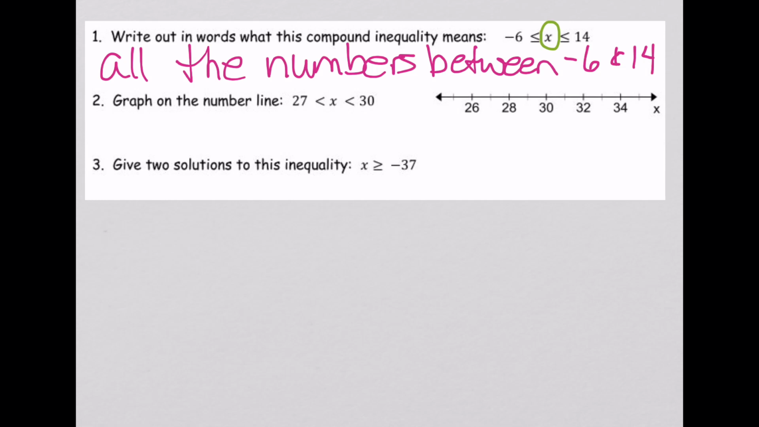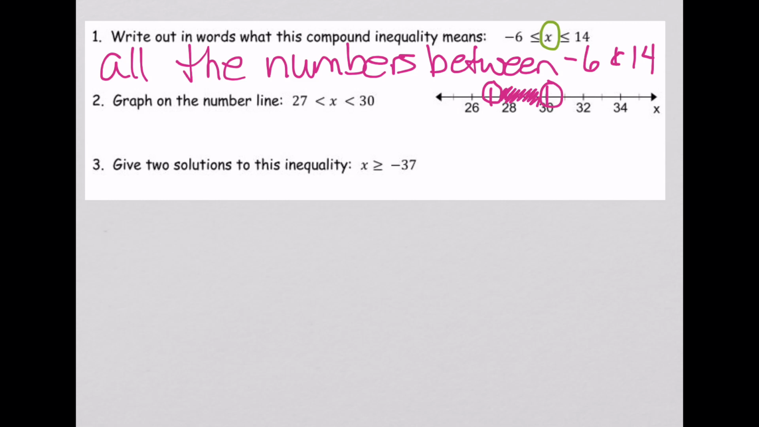Okay, then number 2 says graph on the number line all the numbers between 27 and 30, but this time they do not include 27 or 30 because there's no equal to bar underneath there. So we're just going to do open circles and we're going to color it in to represent all the numbers in between there. We could have 27.01, we could have 29.99. All of those numbers work.